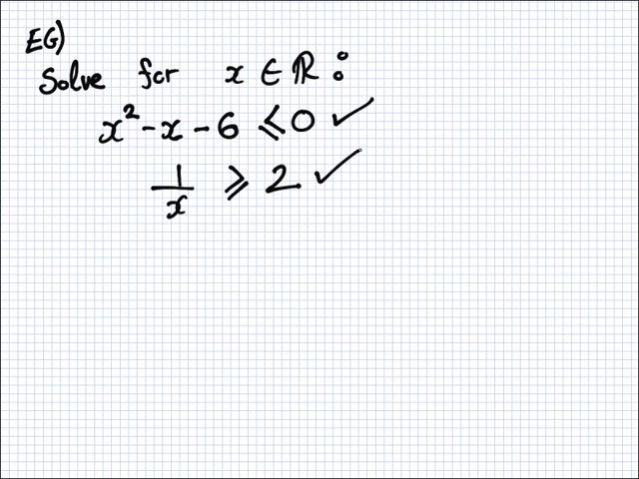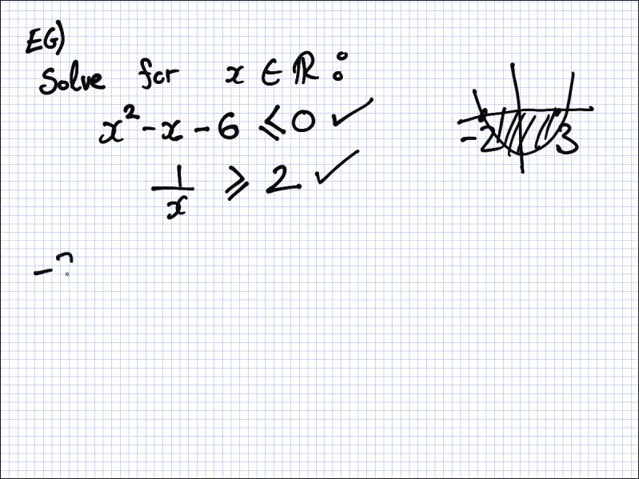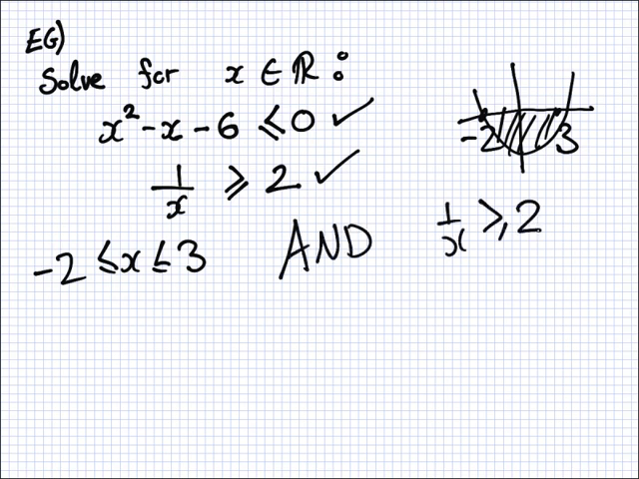Okay, I'm going to start doing this now, so let's have a look. The first part, what were the two solutions for x? Minus 2 and 3. From minus 2 to 3. So what you have is x is between minus 2 and 3, and you need 1 over x greater than or equal to 2.